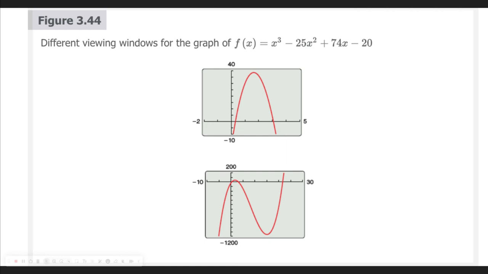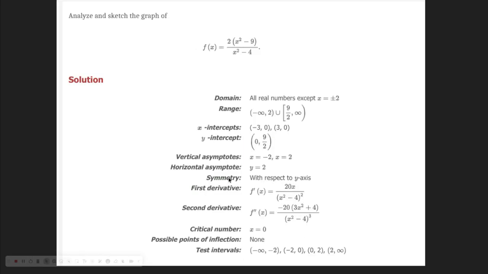Not starting it over. This just kind of gives you an idea of where I used to be. If this function was given and I graphed it from 0 to 5, if I didn't know what I was doing, I might think it was an upside down parabola. But if I graphed it from negative 10 to 30, look at the difference. So this is the same graph with different windows. What you're looking at in the top graph is simply just this part of the bottom graph.